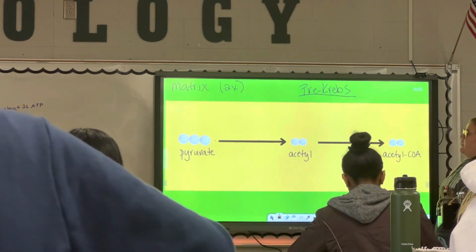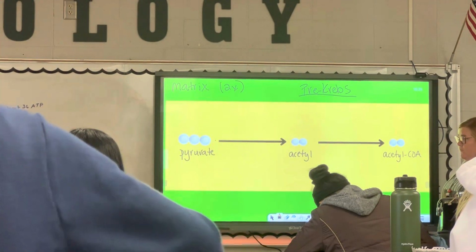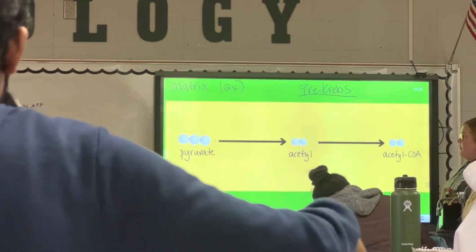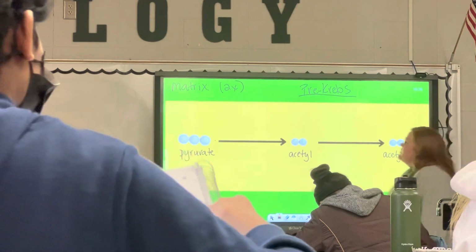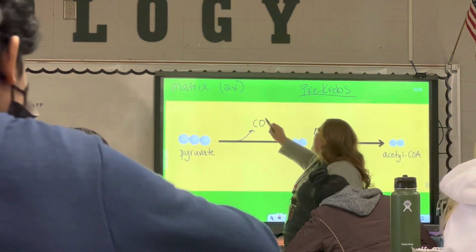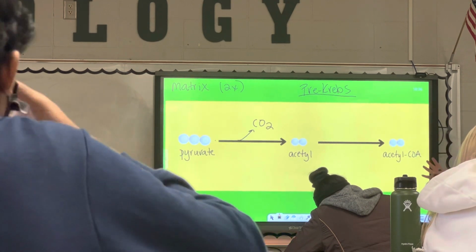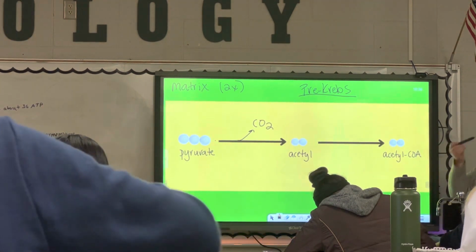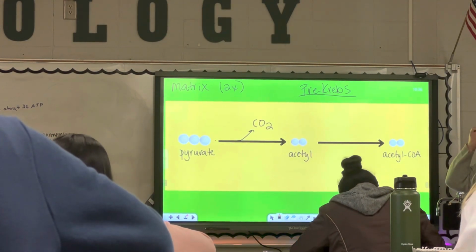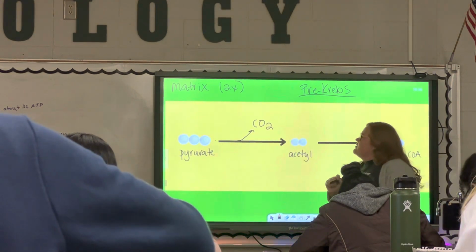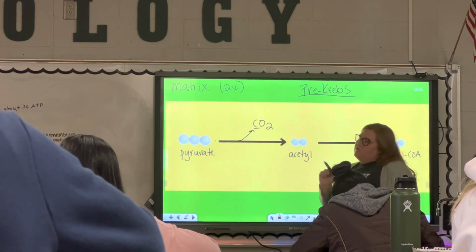So we're gonna take pyruvate and we're gonna break it down into acetyl. So pyruvate starts with 3 carbons and acetyl has 2. So we're gonna lose one of those carbons in the form of carbon dioxide. Now remember, you can't see the oxygens attached to the carbon, but every time we lose a carbon, we're losing other things with it. So this time, we're losing oxygens with it. So from pyruvate to acetyl, our carbon is lost as CO2.